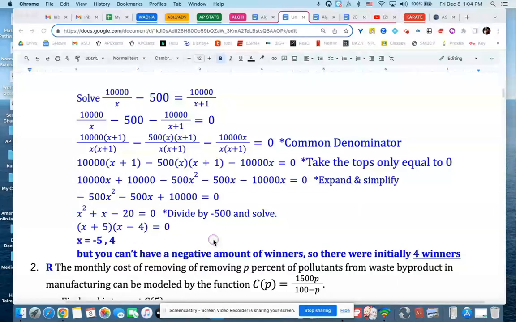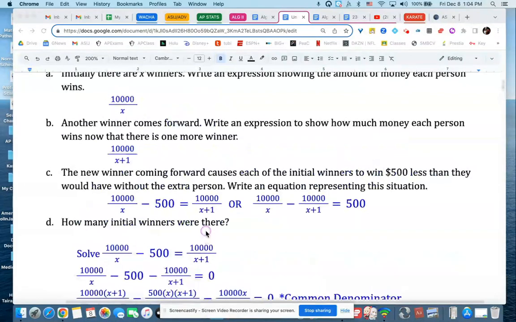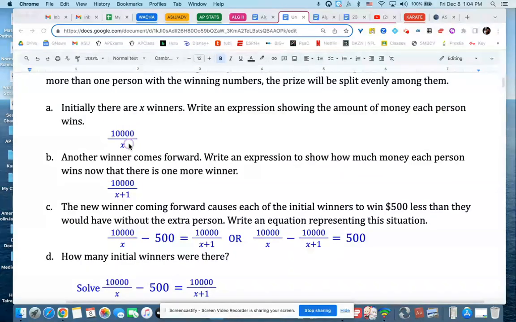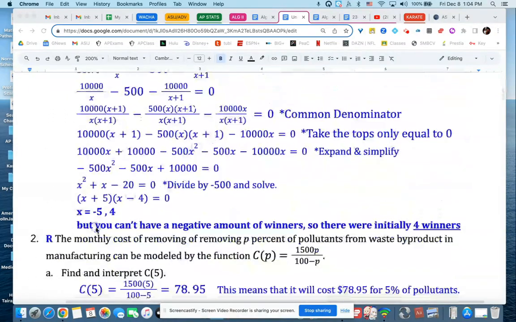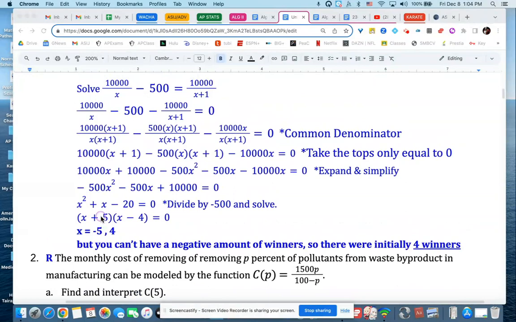Now we got to put this into context, and you always want to do that. I want to look back at my original equation. Is any of these numbers going to make that denominator 0? That's one thing I want to check. And the other thing I want to check is, do these numbers make sense in the context? What are we doing again? Oh yeah, we're talking about the number of winners. Can I have a negative number of winners? No, that doesn't make any sense. So we're going to eliminate this -5 and say, really, just 4 winners is the only solution that makes any sense. I can have 4 winners, okay?